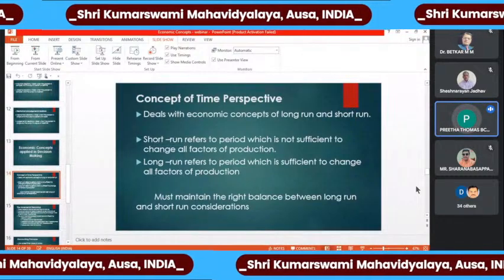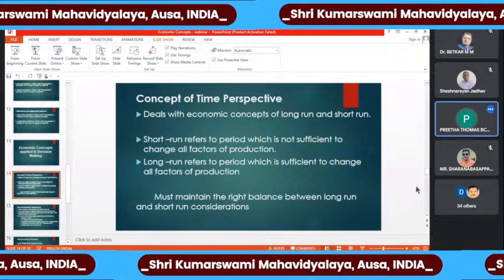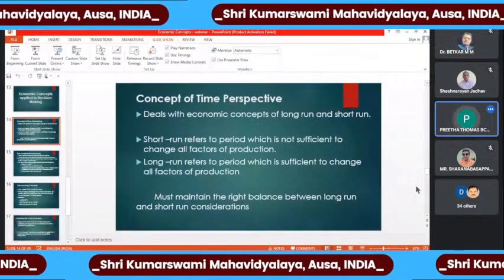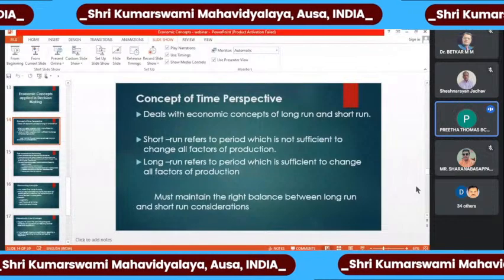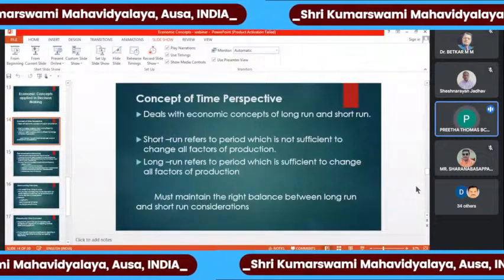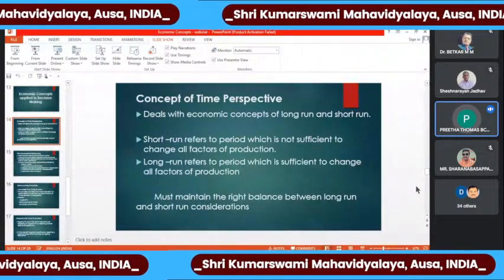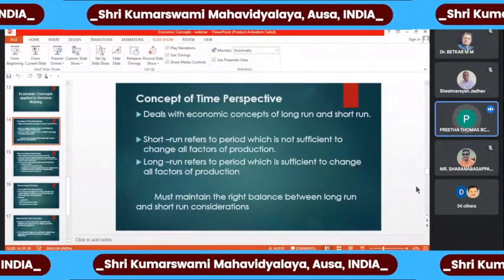It is from this concept that the concepts of fixed cost and variable cost come, because variable cost is that which can be changed. Fixed cost is because of those factors that cannot be changed. So the very important concepts of fixed cost and variable cost come from the concept of time perspective.